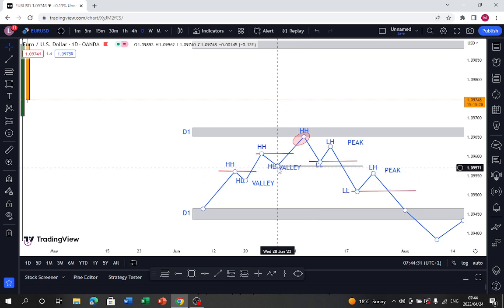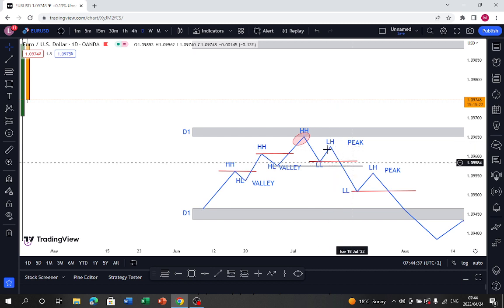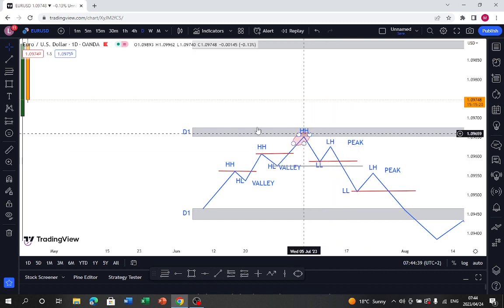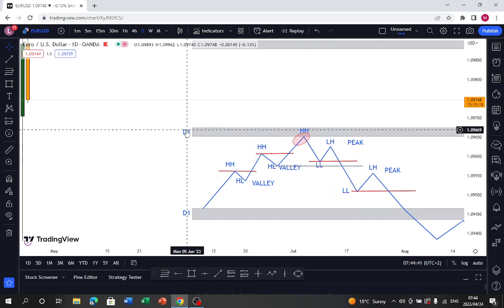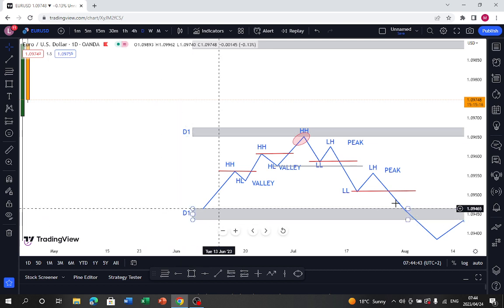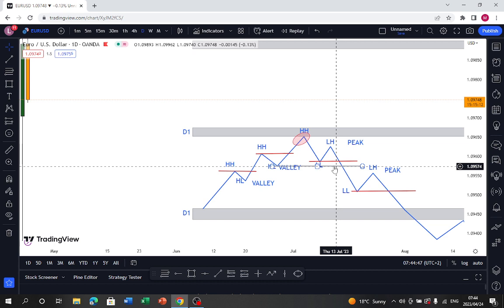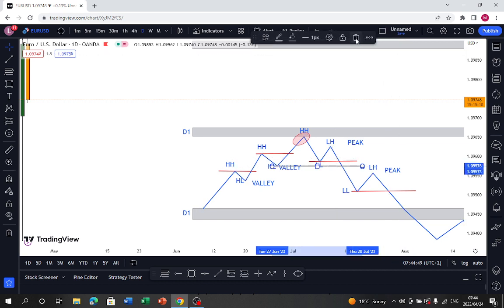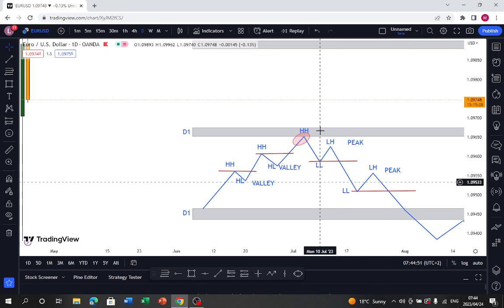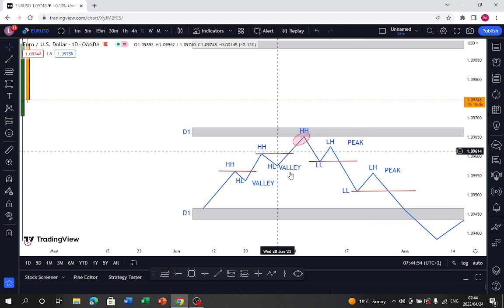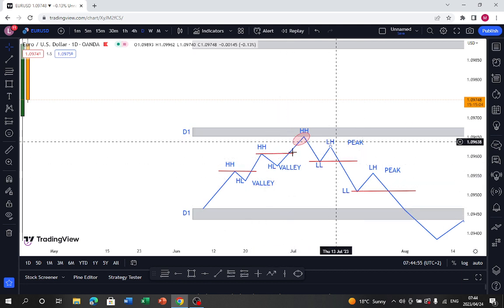The last valley, the last higher low, you need it to be taken out for you to confirm a sell from this point, daily ceiling, daily resistance, to this point, daily support, right? So that's very important. But here we are just making a scenario on something that we have drawn, right?